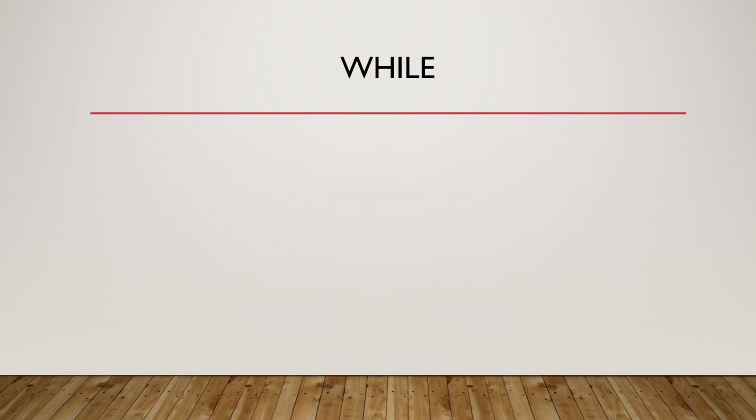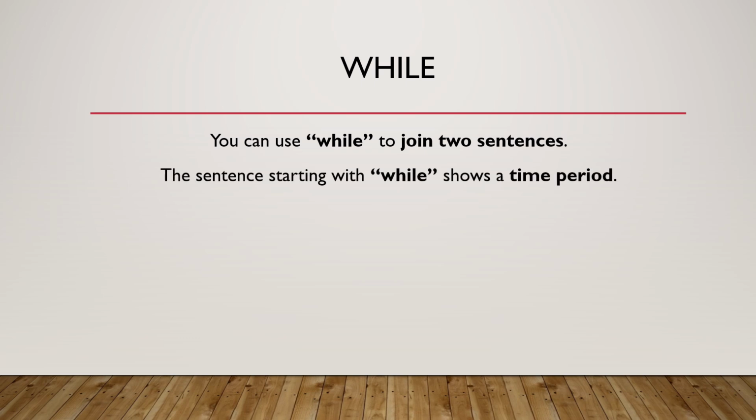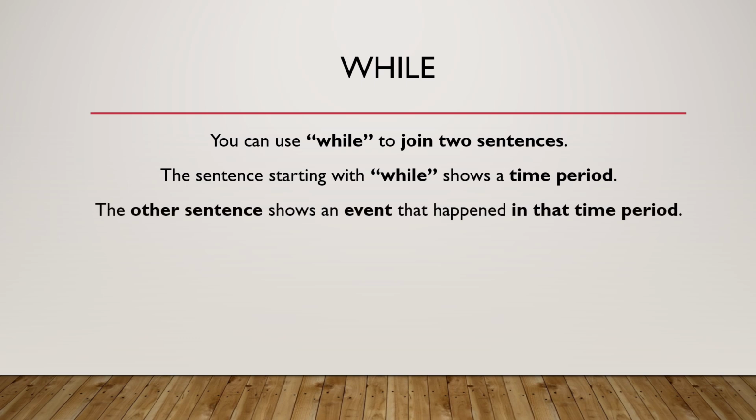While. You can use while to join two sentences. The sentence starting with while shows a time period. The other sentence shows an event that happened in that time period. I was in Guam, time period. I went surfing, event.